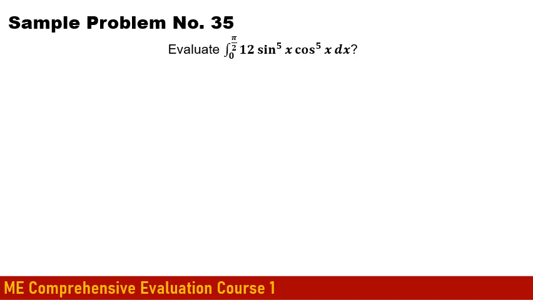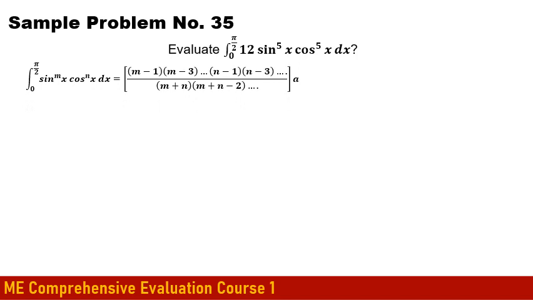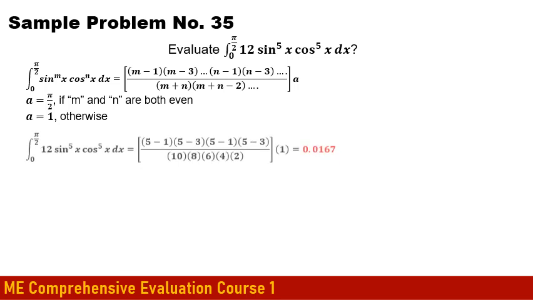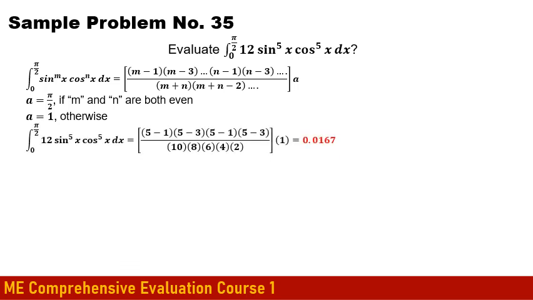For example, we have the integral of 12 sine to the power of 5x cosine to the power of 5x dx, integrating it from 0 to pi over 2. Then we can use the Wallis formula. If m and n are both even, then a is equal to pi over 2. Otherwise, we will let a equal 1. Since the powers m and n are odd, we will use a equal to 1. That's why we have here 1.